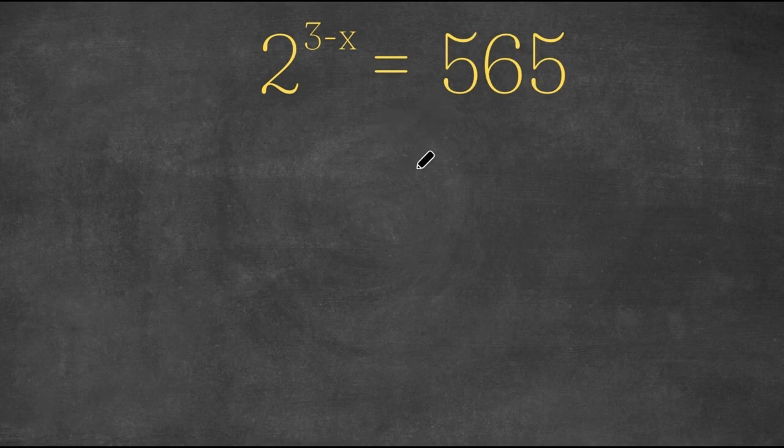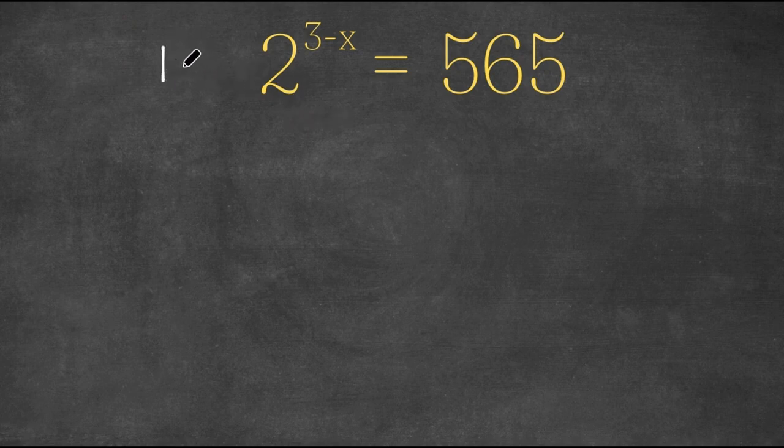In today's video, I'm going to be teaching you guys how to solve this exponential equation. So we have 2 to the power of 3 minus x equals 565. And what I want to do is I just want to get rid of this base and keep the exponent. So to do that, to cancel out an exponent, what we need to do is take the inverse of the exponent. And the inverse of an exponent is a log.